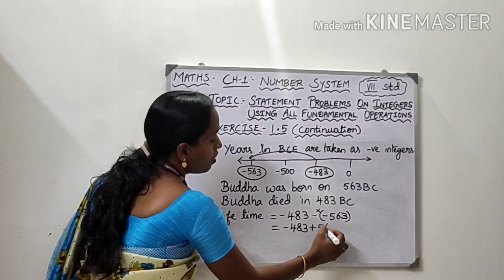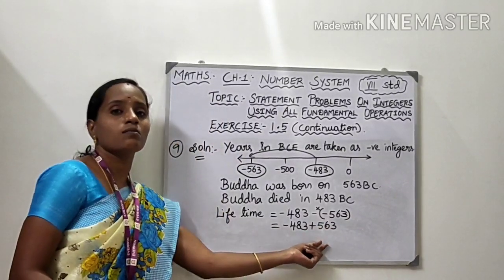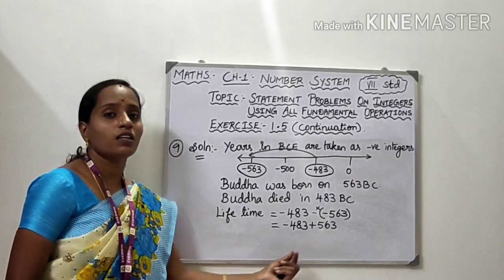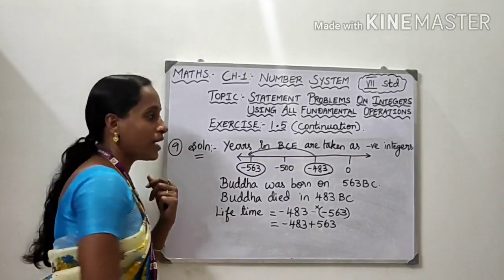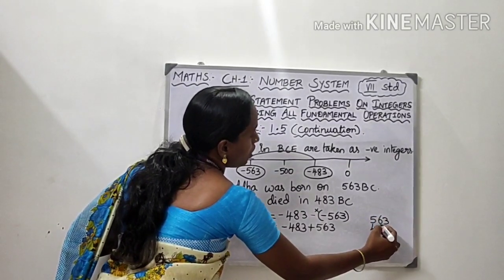So plus 563. Now you can see the symbols, different symbols are there. So if symbols are different, what do we have to do? We have to do the subtraction. So subtract 563 and 483.